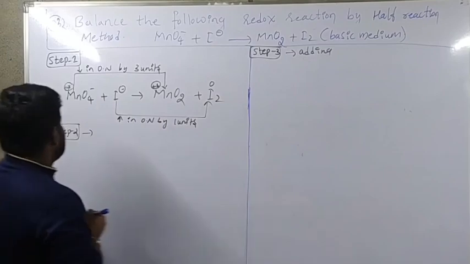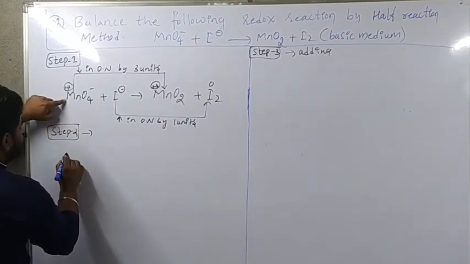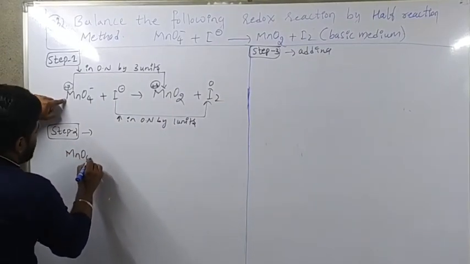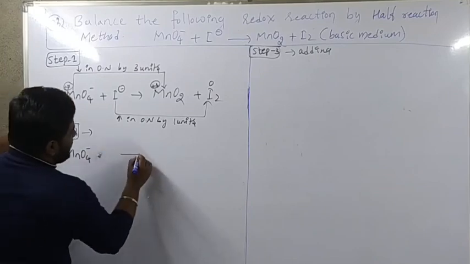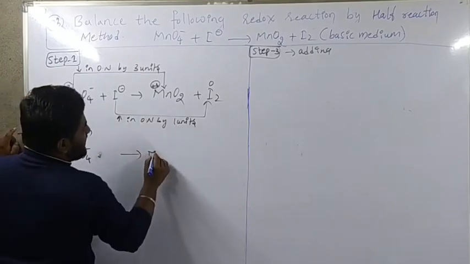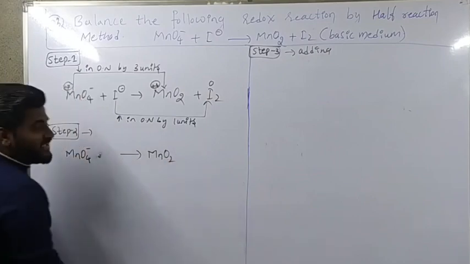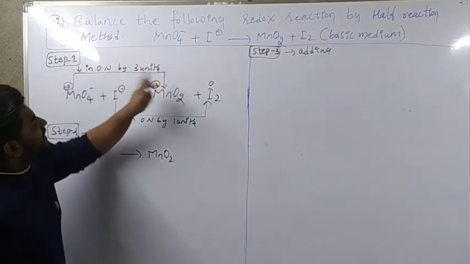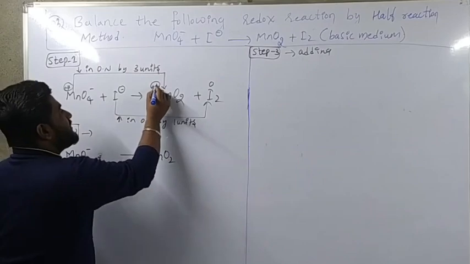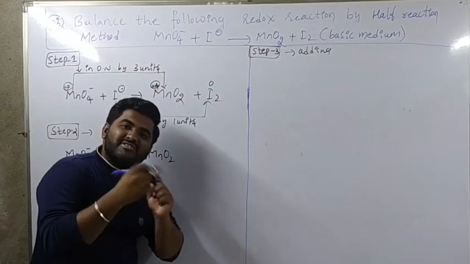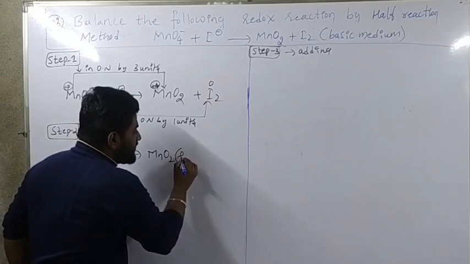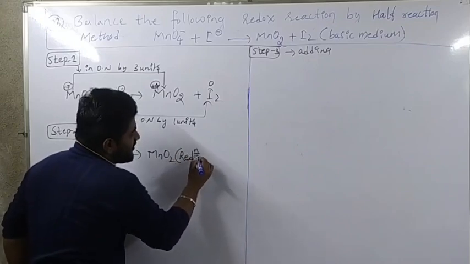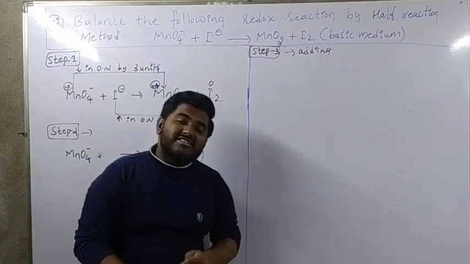See, in this method, first MnO4 minus I will write. MnO4 minus is going to give rise to MnO2. Correct. So plus 7 to plus 4. Plus 7 to plus 4. So how much it is decreased? 3 units. So hence it is called decrease in oxidation number. Hence it is called a reduction.